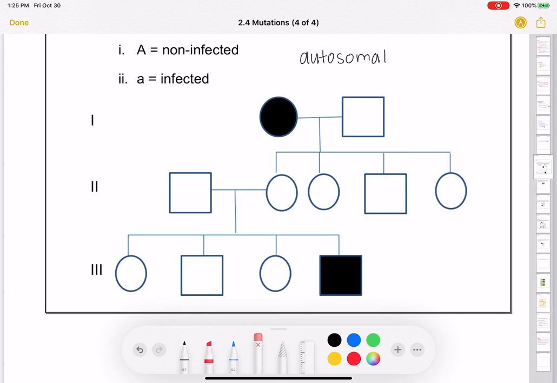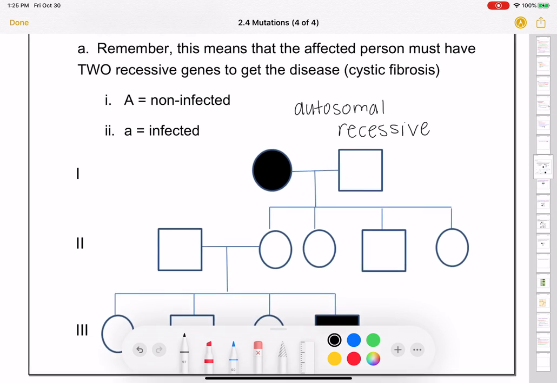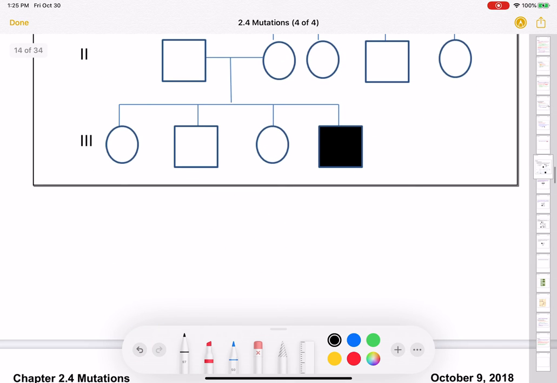Something that's dominant should show up in every generation. If we're looking at this one, we don't see anyone in this second generation that has the gene. So this tells us that it is autosomal recessive. It might skip generations, making it recessive, and then it shows up in males and females, making it autosomal, okay?